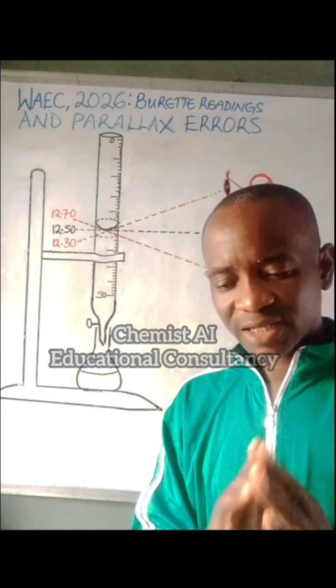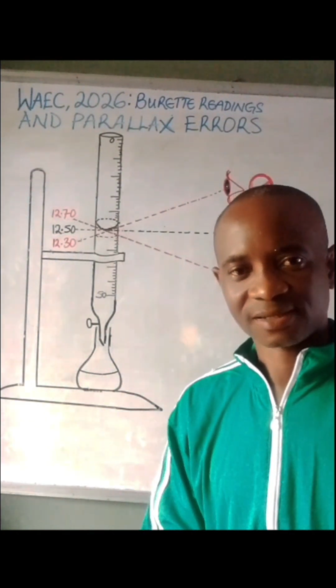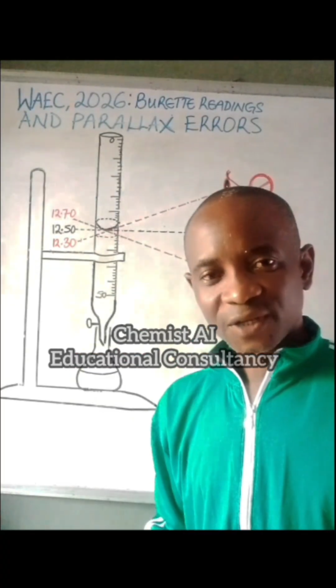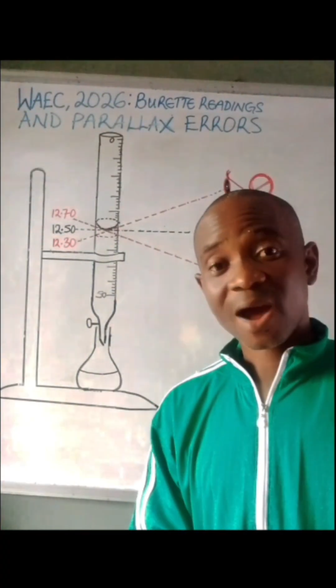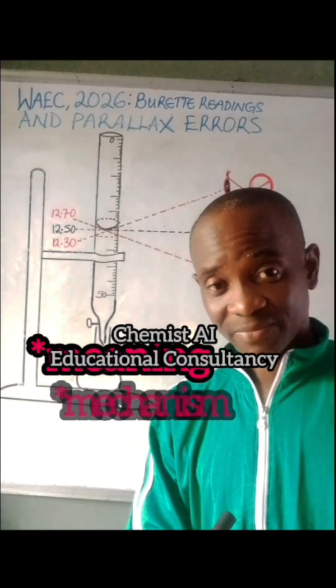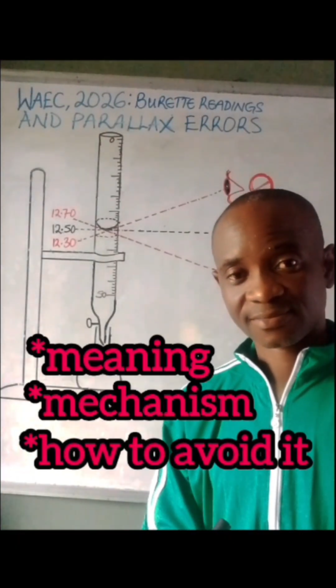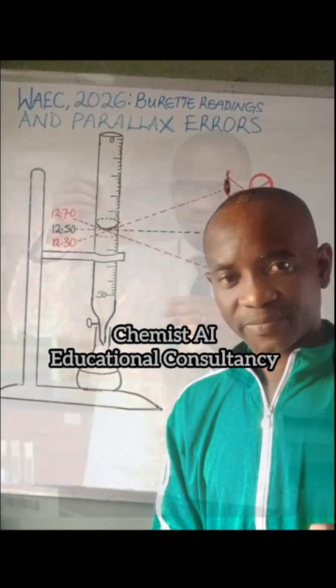Now, students always find themselves in the net of this error, especially in titration experiments. This error is called the parallax error. In this video, I'm going to explain 3 things about parallax error. Number 1 is the meaning of parallax error. Number 2 is the mechanism that leads to parallax error. And then number 3, how to avoid it. So watch as I explain everything step by step.